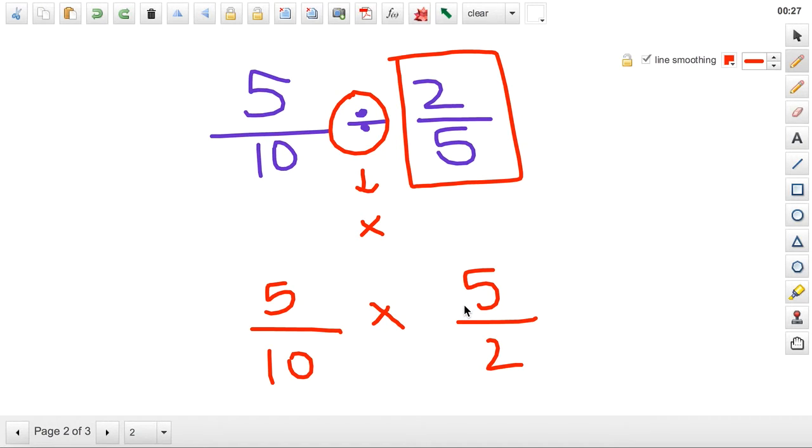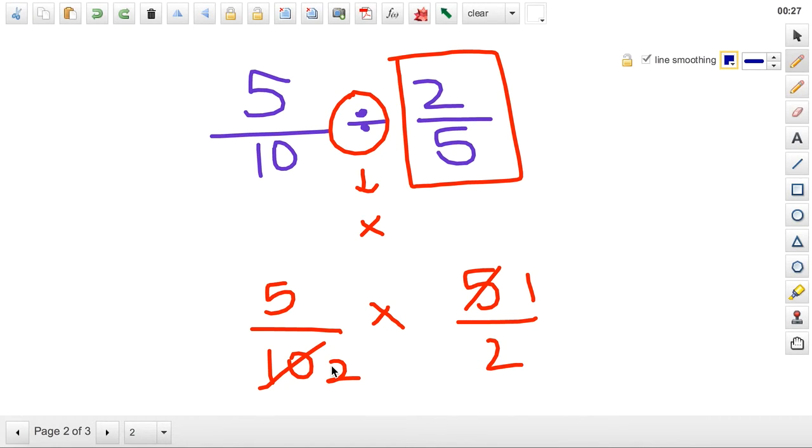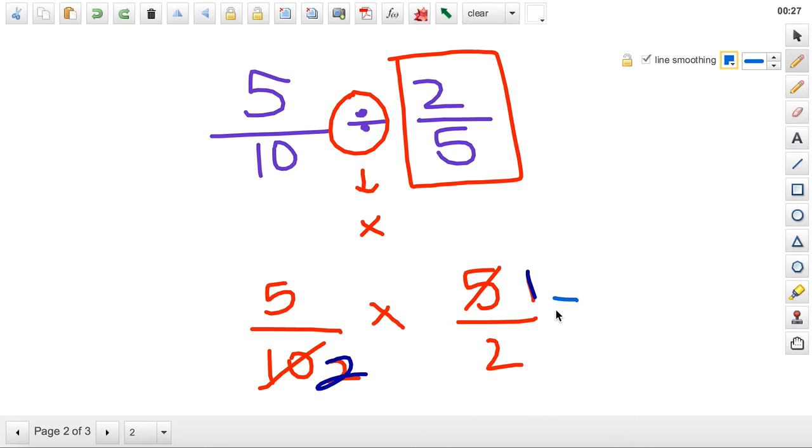Let's cross simplify, because we can simplify 10 and 5. So 5 divided by 5 is 1, and 10 divided by 5 is 2. Here, let me write that in a different color so it may be clearer. 2 and 1. Okay, so 5 times 1 is 5, and 2 times 2 is 4. So we got 5 out of 4.